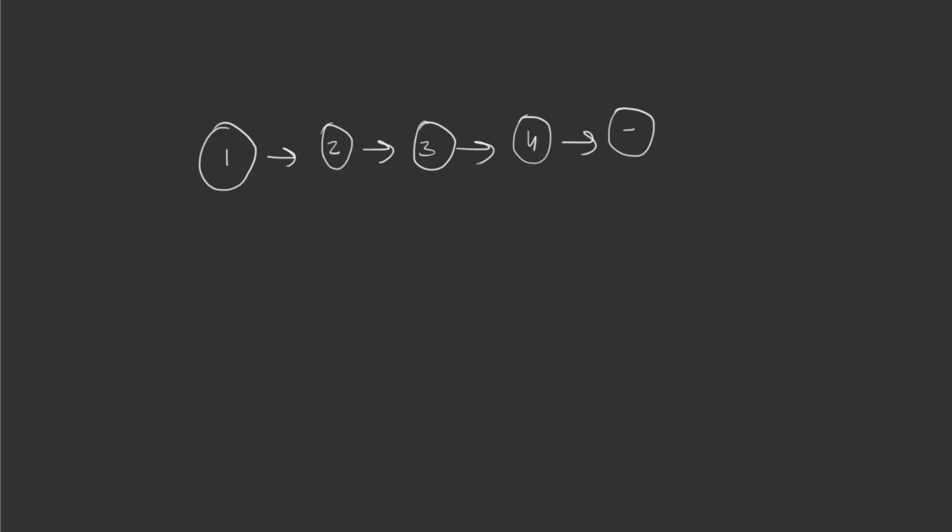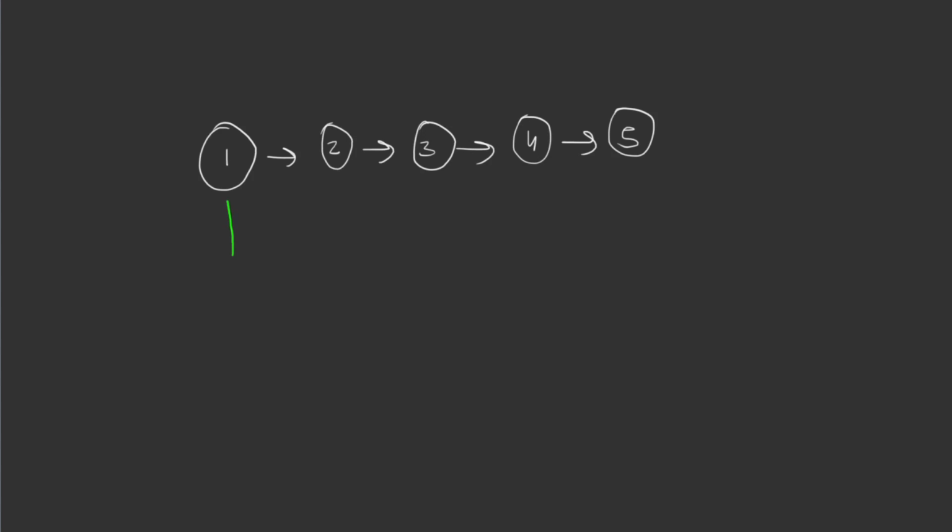Okay, so let's say we have our linked list like this: 1, 2, 3, 4, and 5. We're trying to ensure that this linked list is reversed. So 2 is going to be pointing to 1, 3 is going to be pointing to 2, and so on. So what two things do we need to know in order to reverse something?